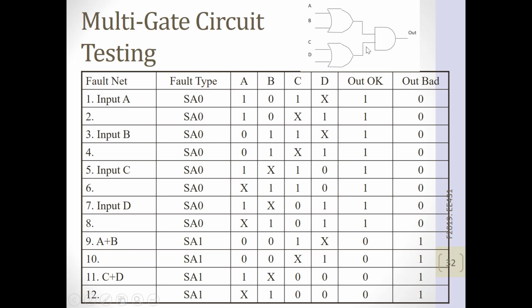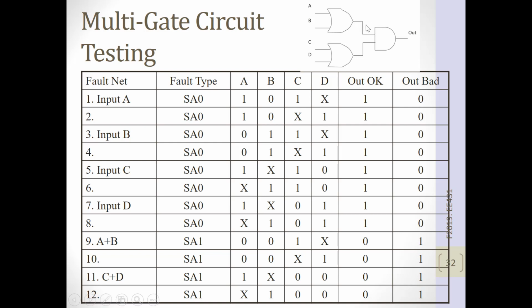And if C or D is 1, then there'll be a 1 here, and then whatever the output of this OR gate is, it will get passed through. If you have a 1 on this input and A is 0, then you'll get a 0 on the output. If you have a 1 on this input and B is 0, and A is 1, then you'll get a 1 on the output.